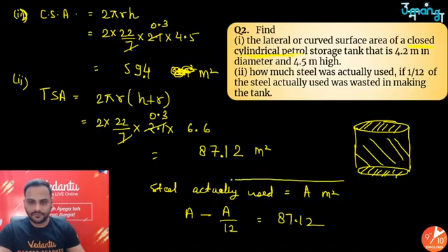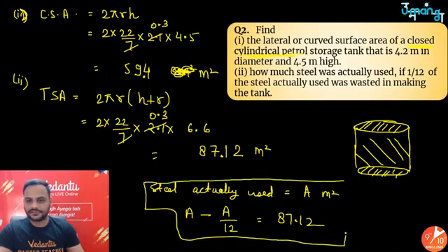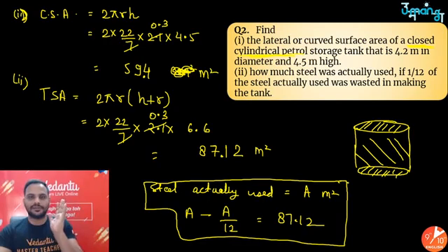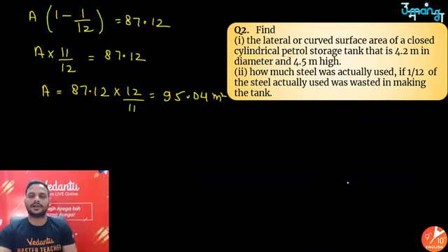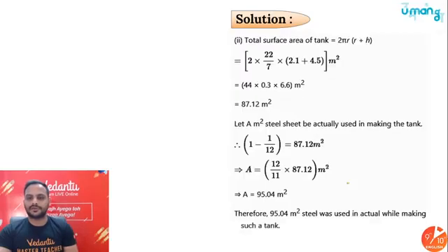This was an important part: let's say the actual steel used was equal to A, and 1/12 of the actual steel used was wasted. So A minus A by 12 is wasted, the remaining 87.12 is used. Simple, done. This is how this question will be done.